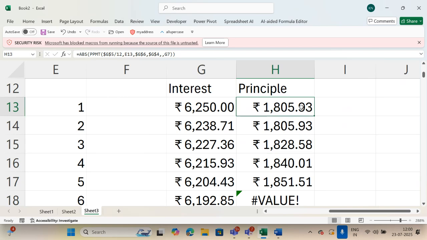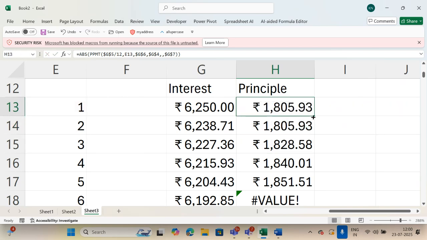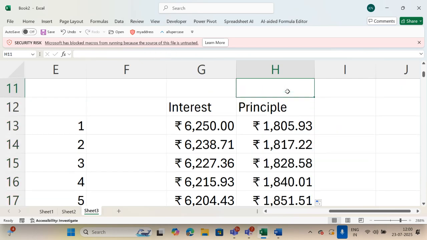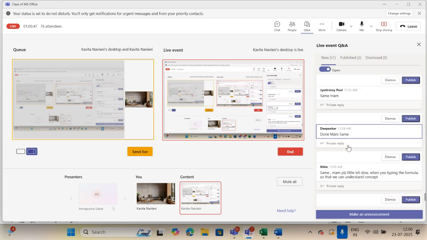Okay, it should be fixed and the type should be fixed. That's why it is giving me that. What is the total of the principal amount? Can anybody give me the answer? What will be the total amount of the principal amount?